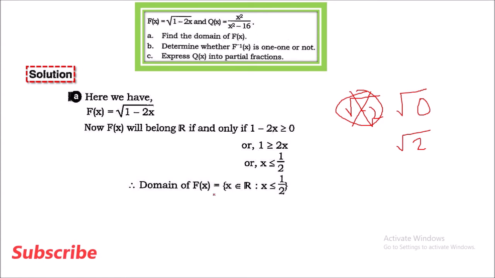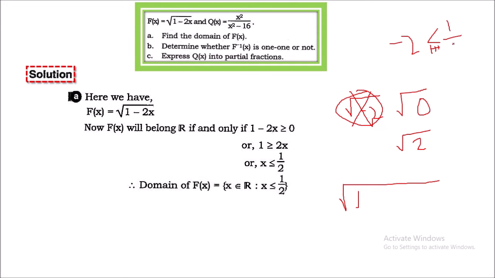So I think you understand what domain is. Domain is the value we can put here. If you put a value smaller than or equal to 1/2, for example, I am just finding one value of x less than 1/2. I think minus 2 is less than 1/2, right? Yes, that is less than 1/2.